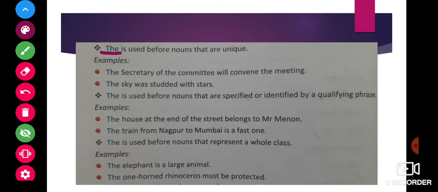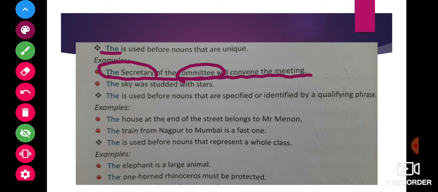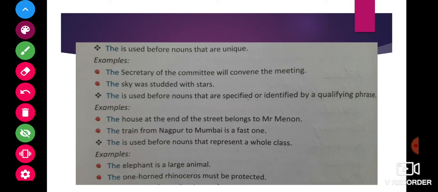The is used before nouns that are unique. For example, the secretary of the committee will convene the meeting. The secretary of the company is only one. The secretary of the committee is unique. So in that case, the is used. The sky was studded with stars. We have only one sky and it is unique. So the is used before sky.